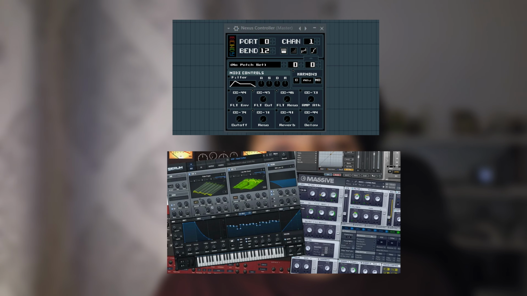These are called VSTs, Virtual Studio Technology, which was created by Steinberg. He created this technology to allow other companies to collaborate and make software and instruments that work as plugins to these DAWs. So DAWs in general are quite complex in their nature because they're dealing with audio processing.